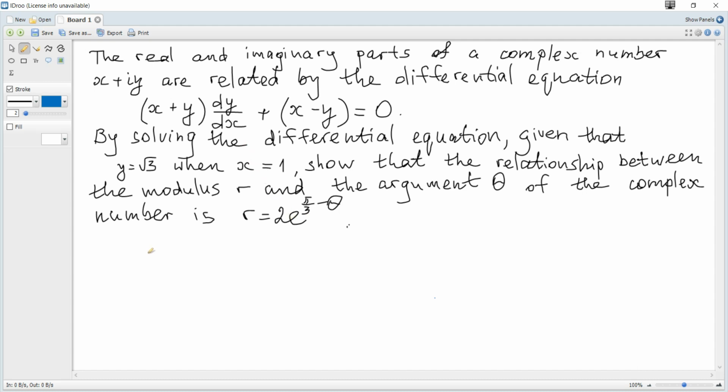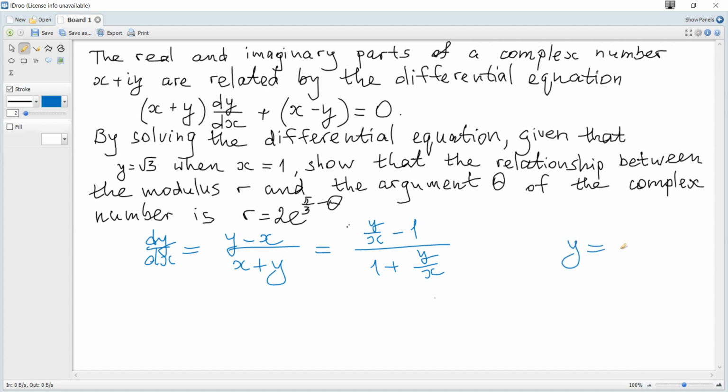We can see that if we solve for dy over dx, we get negative x minus y, or y minus x over x plus y, and if we divide each term by x, it becomes y over x minus 1 over 1 plus y over x. We can see that dy over dx is a function of y over x, and for such types of differential equations we apply the next substitution: y is vx, where v is some function of x.